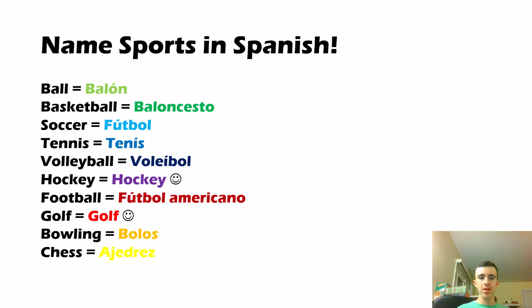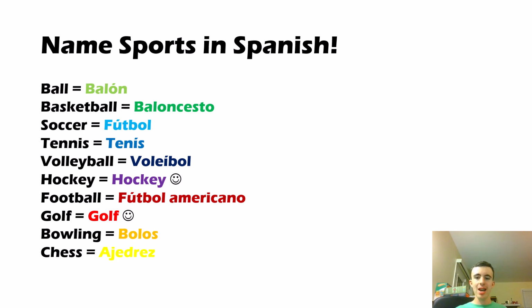Hockey and golf are both the same words. I just put smiley faces so you don't have to remember anything. And football is fútbol americano, literally American football, since once again, we're the only country that plays it. Bowling is bolos. It almost looks like balón because it's one of the first sports that often comes to mind when it comes to sports with balls.